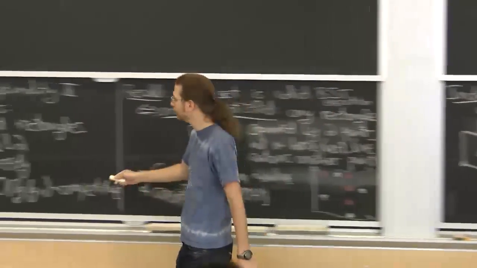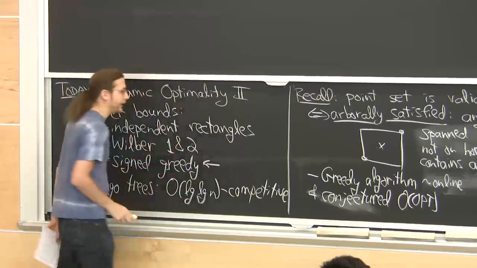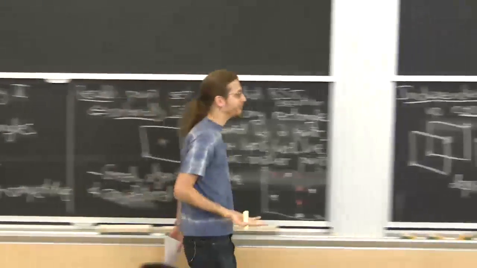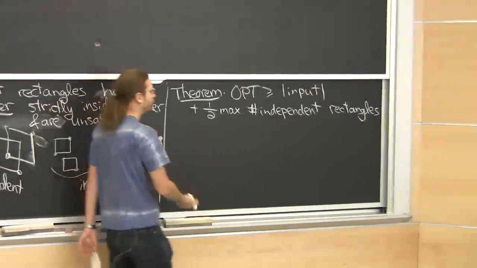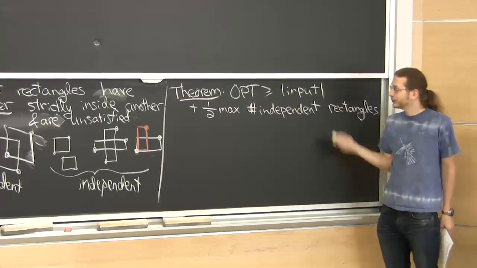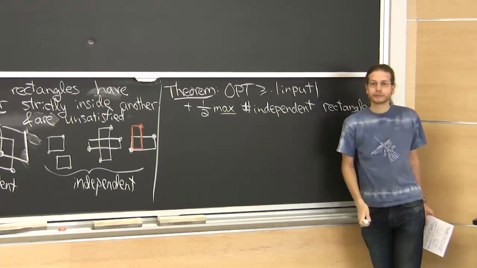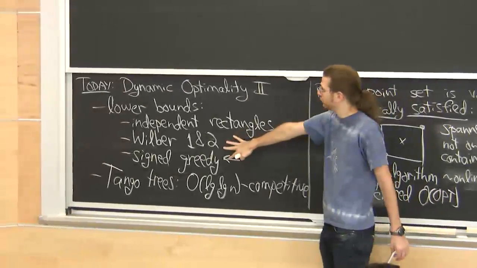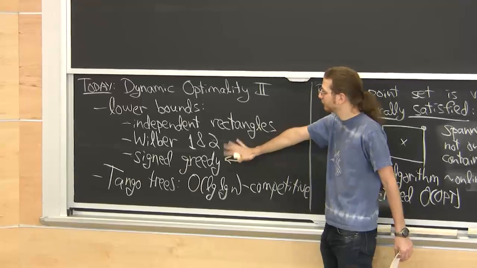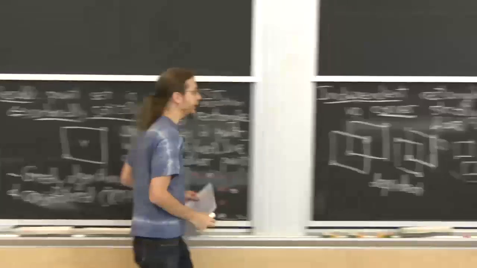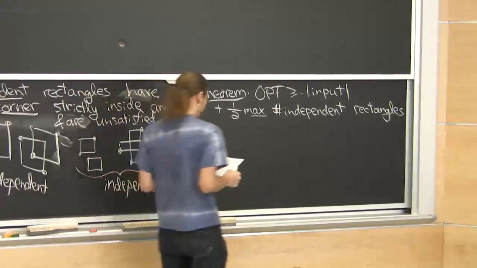That's going to be signed greedy. So signed greedy is going to be the best way up to constant factors to choose independent rectangles. For now, someone magically tells you the best way, or you just choose some reasonable one. Any choice of independent rectangles will be a lower bound, but you get the best lower bound by choosing the max. Okay, so we're going to prove this theorem, and then we're going to see 3 different ways to choose those independent rectangles, and we'll use them for various things. Wilber 1, Wilber 2, and signed greedy are going to be the 3 choices for independent rectangles.